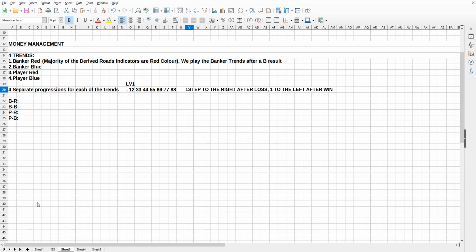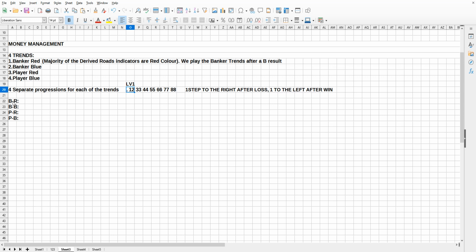So what I was saying is that you go 1 step to the right after a loss. So if you lose 1, you bet 2. If you lose 2, you bet 3. If you lose 3, you bet 3. But if you win 3, then you go back and bet 3. It's simple, and you can be flexible. You can make your levels the way you want.